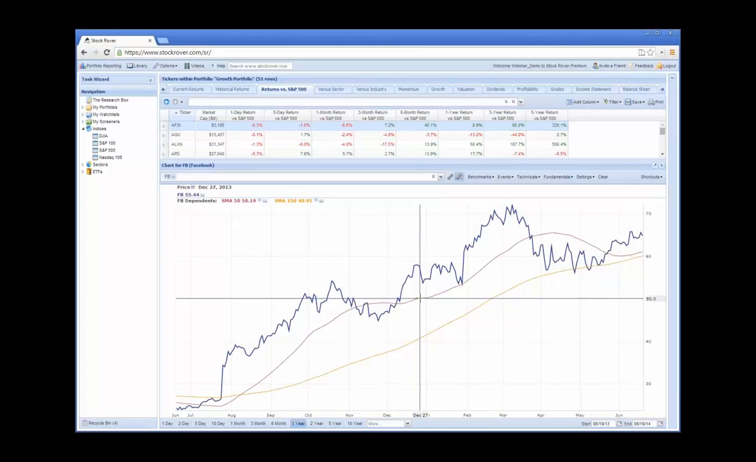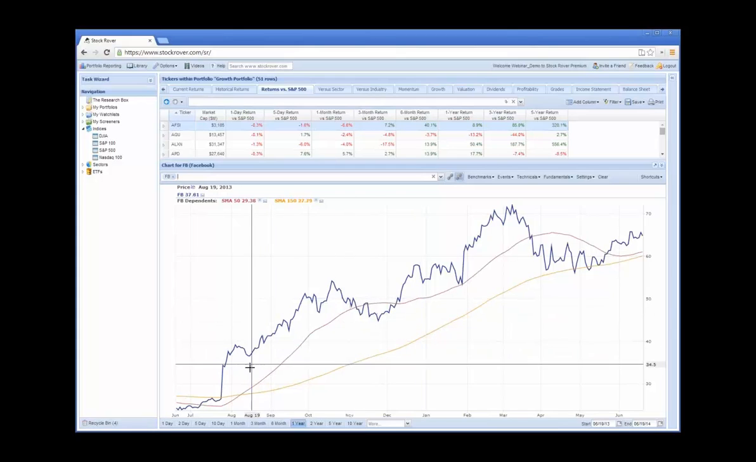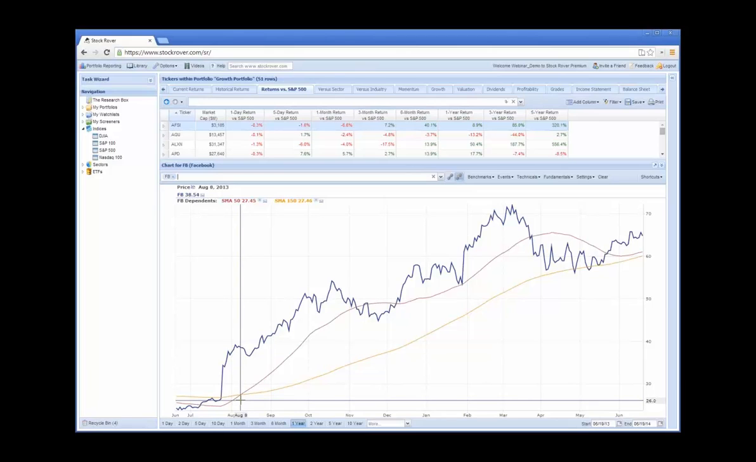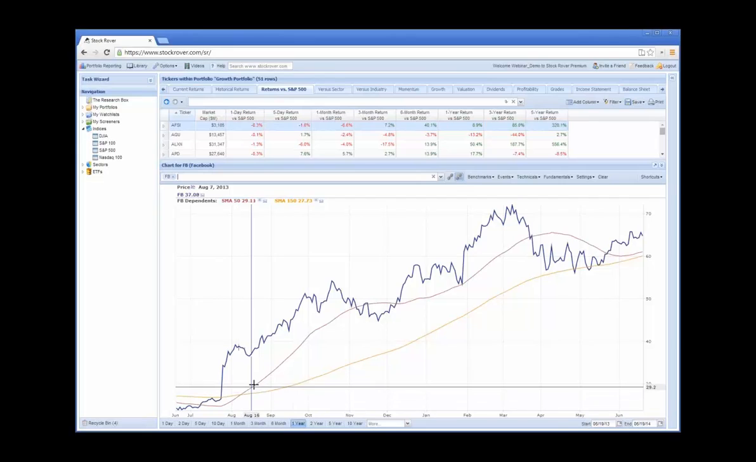When there are crossovers between two different averages, or moving averages, that could signal a trend reversal. So here you can see the only one in this chart that we're looking at is on August 8th. This is a bullish crossover, and it's when the 50-day moved above the 150-day, and that's kind of a signal to buy. It means that the momentum has changed on the stock, and now it's heading upwards.